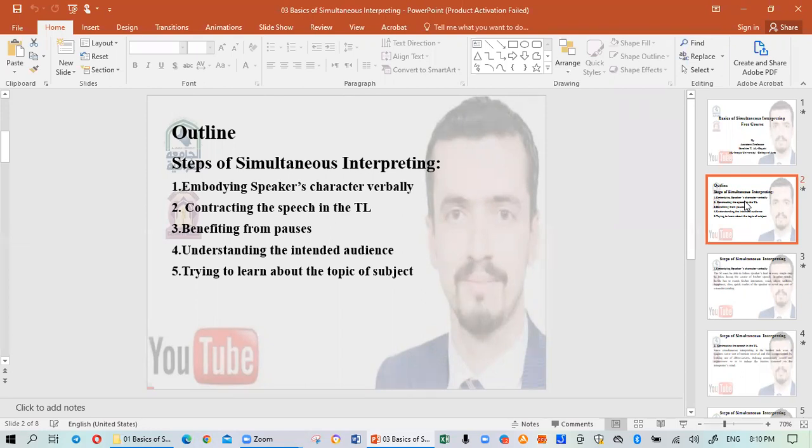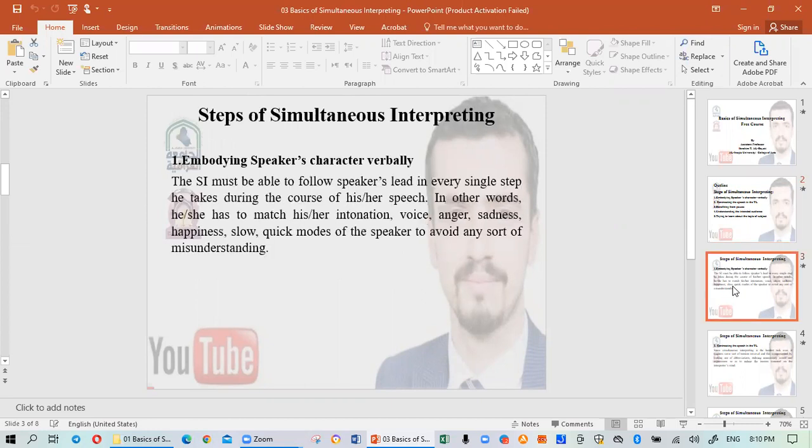Number three, benefiting from the pauses. And I think this is something familiar to you all. And we also have understanding the intended audience. And finally, trying to learn about the topic of the subject. These are the topics that we are going to cover during our session today.